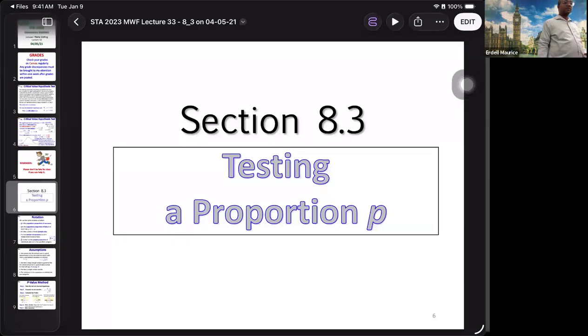testing a proportion P. So again, it's the same idea, but this time we're doing a proportion. And hopefully, remember, a proportion is a situation when you have two possible outcomes, right? Your yes or no question, or I'm with them or I'm against them question, or I like it or I don't like it kind of question. Your proportions.